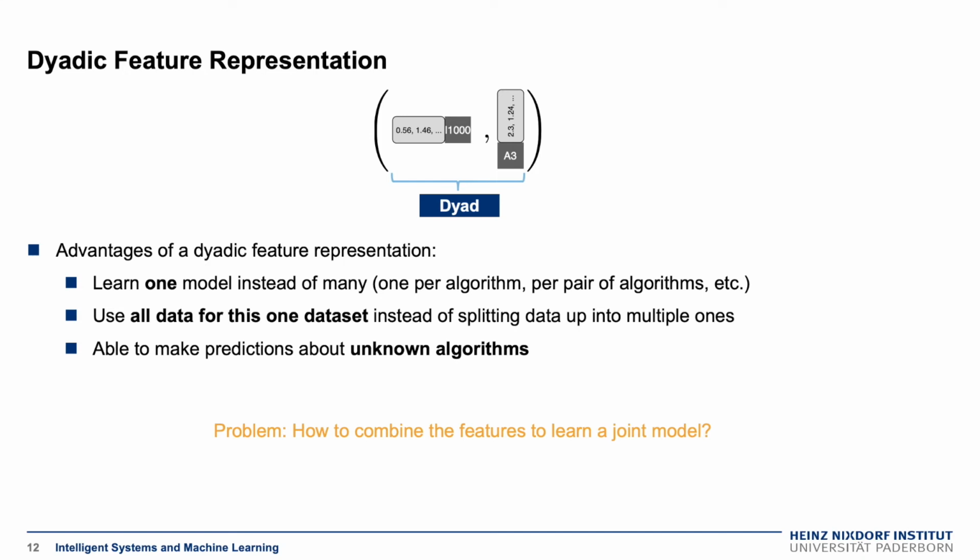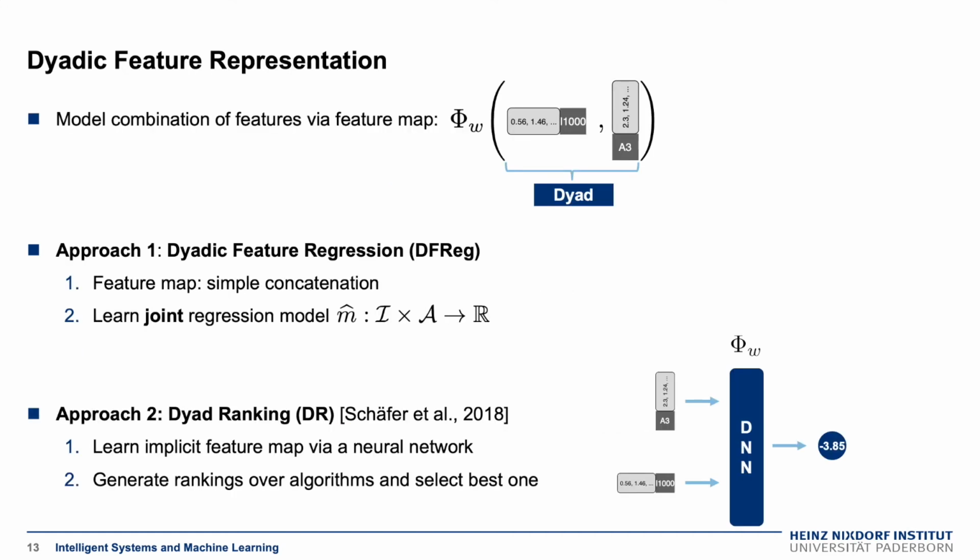And another cool thing is that you can actually make predictions about algorithms you have never seen, right? As long as we can represent them in terms of a feature vector, we can make predictions about them because we have a way to represent them. However, we induce another problem here, namely how to combine these features to learn a joint model. The easiest way would be a concatenation, but of course you can think about more complicated ways.